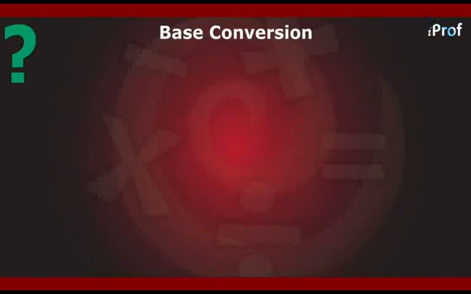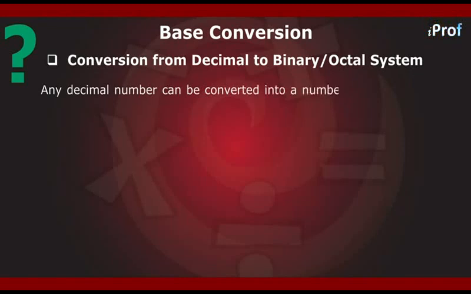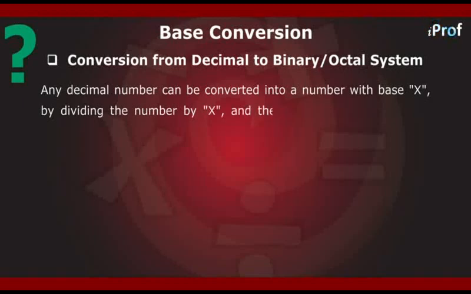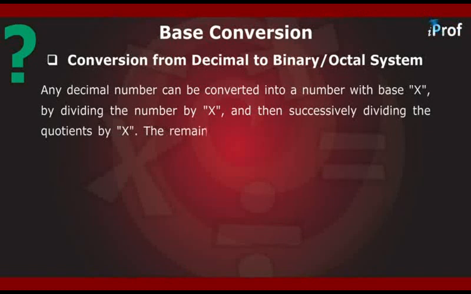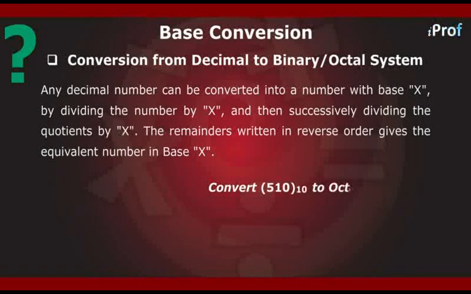Let us now have a look at the conversion from decimal to binary or the octal system. Any decimal number can be converted into a number with a base x by dividing the number by x and then successively dividing the quotients by x. The remainders written in the reverse order give the equivalent number in the base x. Now let us convert 510 to the base 10 to the octal system.